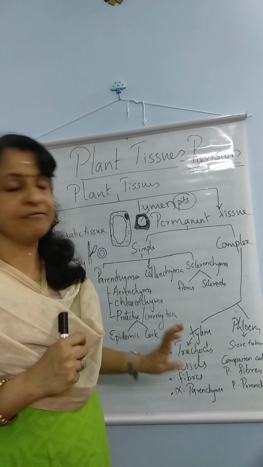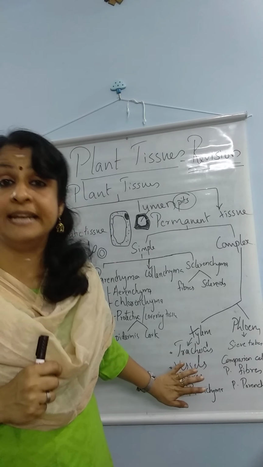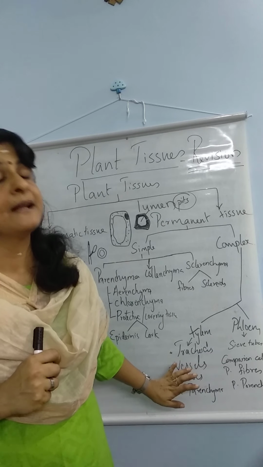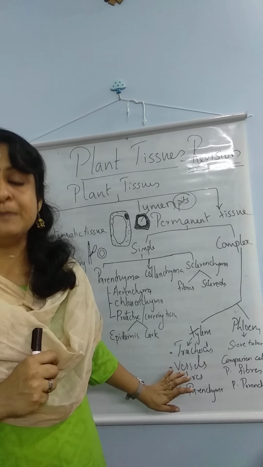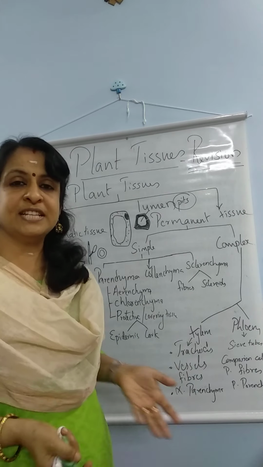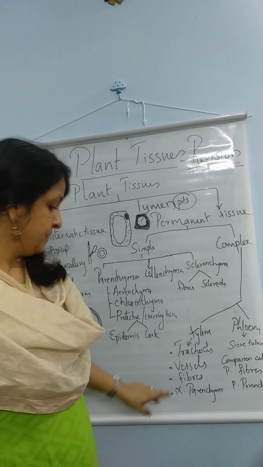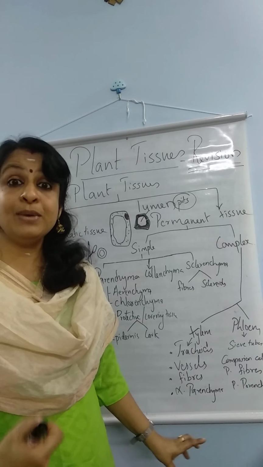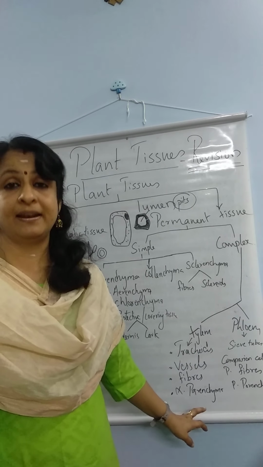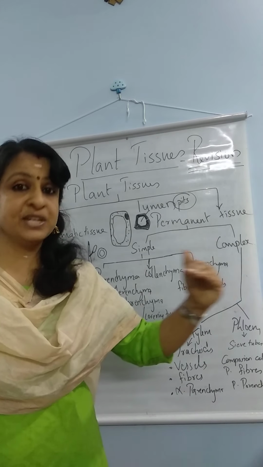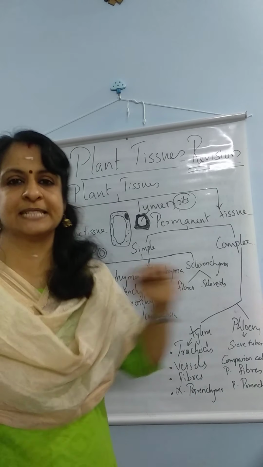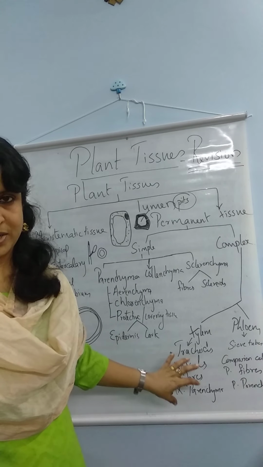Tracheids, vessels and fibers, all the three are dead cells. Why are they dead cells? They are without cytoplasm and nucleus. Their function is just to carry water. They act like a tube, just carrying water. Now, there are living cells called xylem parenchyma. They help lateral or sidewise transport and also help storage.